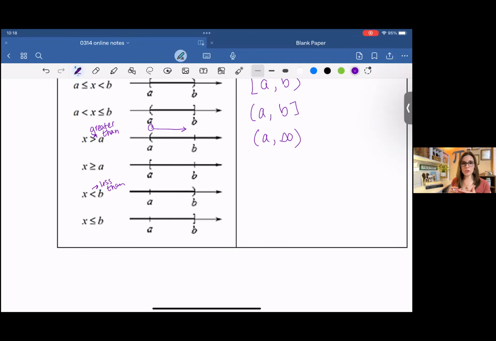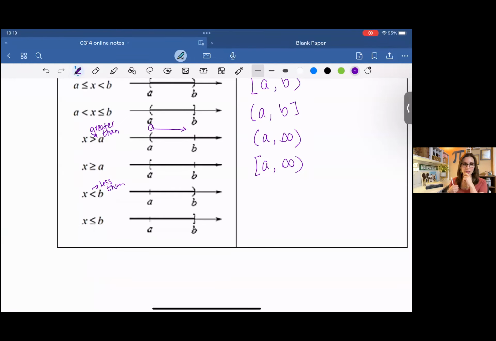And then the one below it is greater than or equal to. So we use that bracket. And it goes on forever into infinity. X is greater than or equal to A. So it could be A and then anything bigger or equal to A. And then less than B, so we're pointing to the left.